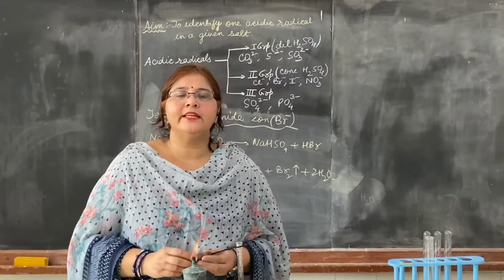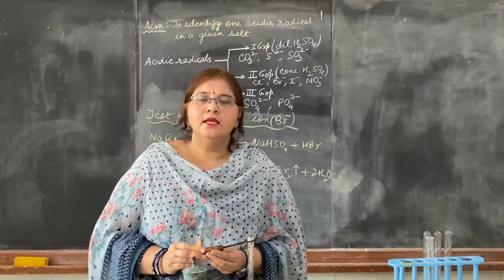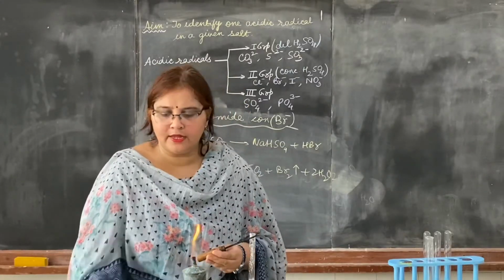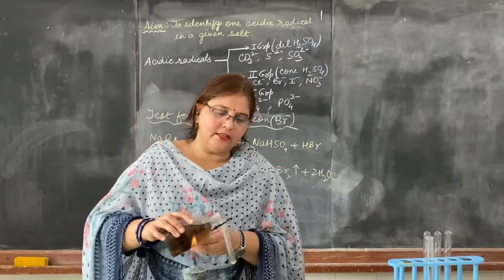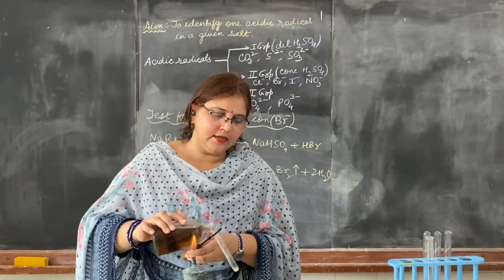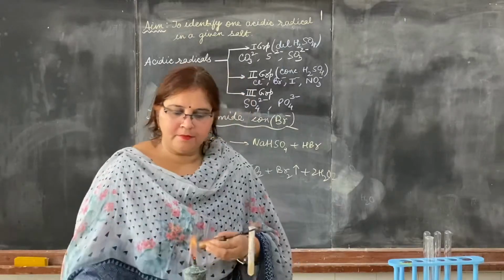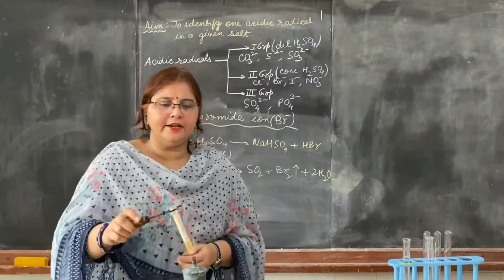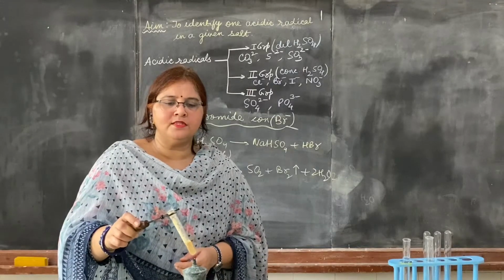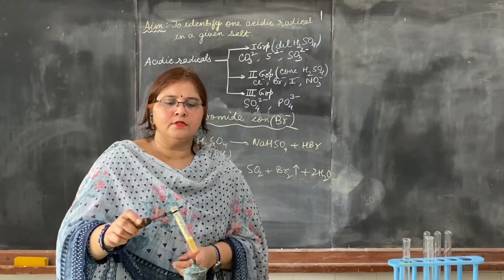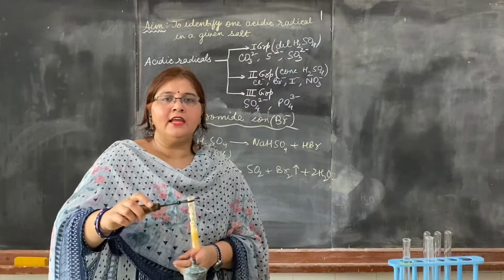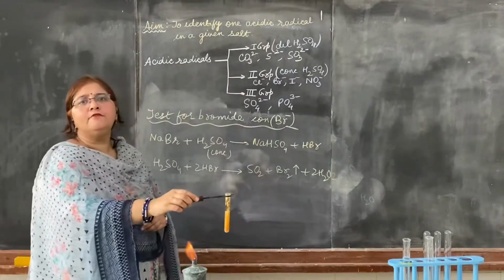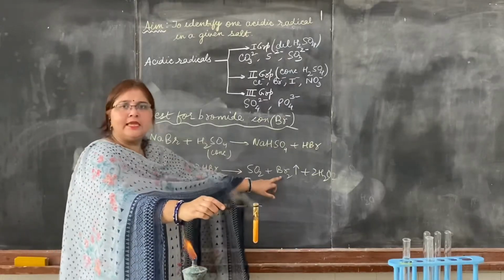Now I will do the test for the bromide ion. Take the salt in a test tube and add concentrated sulfuric acid to it. As you add the concentrated sulfuric acid, brown colored fumes are obtained. If you heat it a little bit, you can observe the brown fumes evolving at a very fast rate. This is due to the evolution of bromine gas.